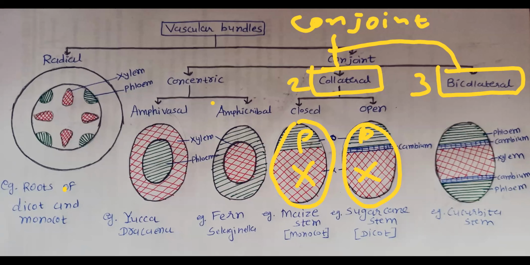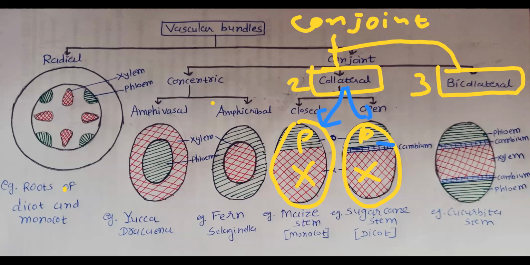In collateral category of VB, you can see the xylem phloem together in a same bundle side by side, phloem on outer side and xylem on inner side on the same radius. That is called as collateral type of bundle. In this also there are two patterns prevalent. The one in which between the xylem and phloem there is no meristematic cambium tissue. The vascular cambium strip is absent. It is called as closed type of conjoint bundle. Example, monocot stems, maize, etc.